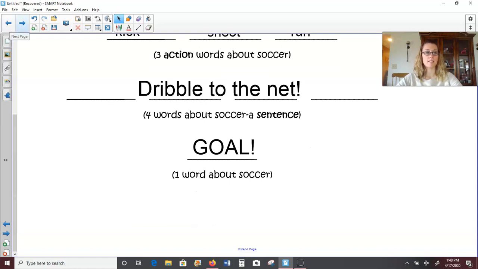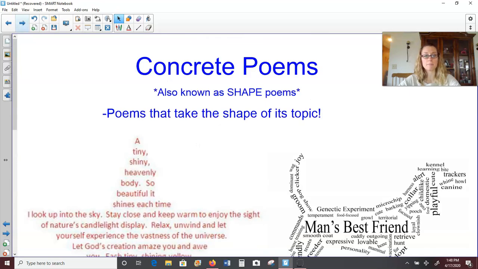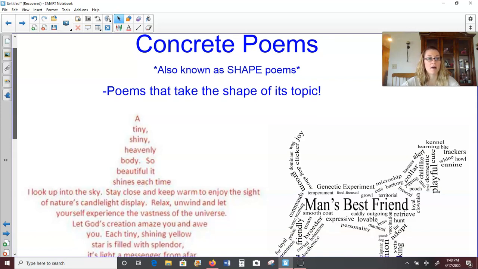So you might want to write a cinquain poem about something that you like. You might write one about swimming or come up with your own topic. Another type of fun poetry is called concrete poems. They're also known as shape poems because these are poems that take on the shape of their topic.